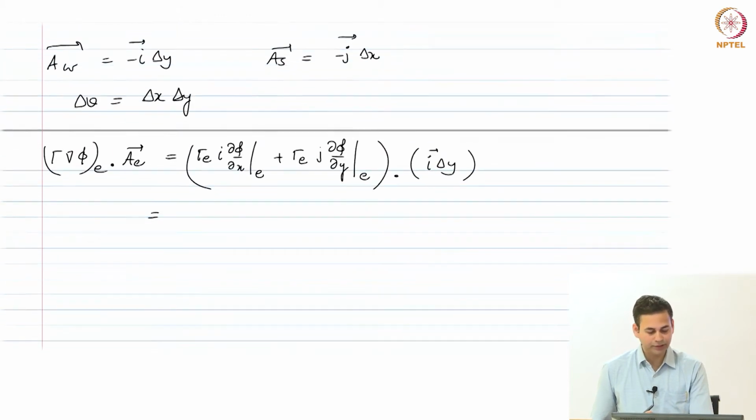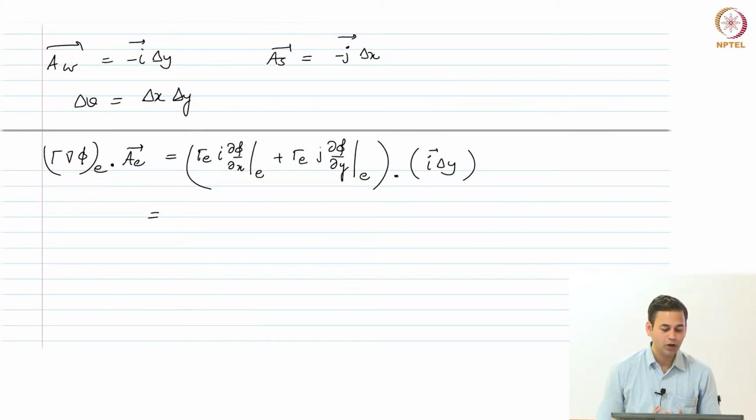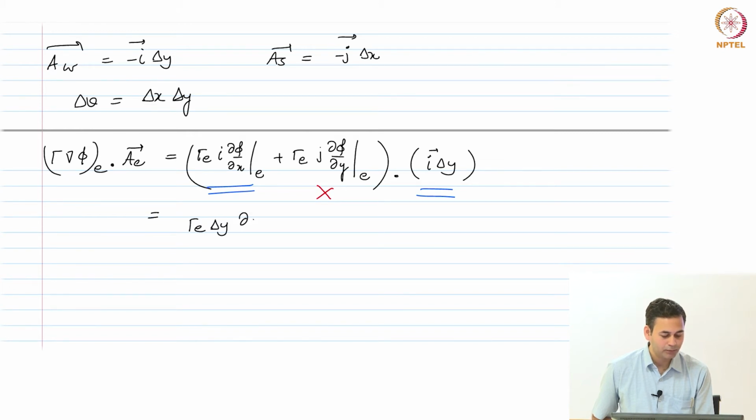So, which term survives out of this inner product? Only the first one. We do not have a j component here. So, essentially it is a dot product, and only this one survives. The other will not survive because there is no j component there. Then this will be gamma east delta y partial phi partial x at e times i dot i, that is 1. So, we have this term that survives.